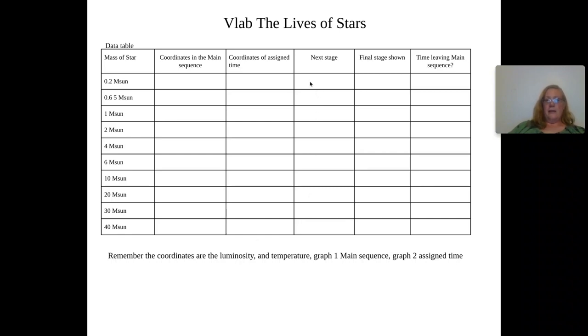So, like you had the main sequence, what happens for your main sequence star? Is it a smaller star? What's it going to do? What's the final stage? And how long did it take to leave the main sequence? Those are the information that you want to gather. But I would gather just the main sequence information first and then graph that information first. That way you have plenty of time to get that first graph done.